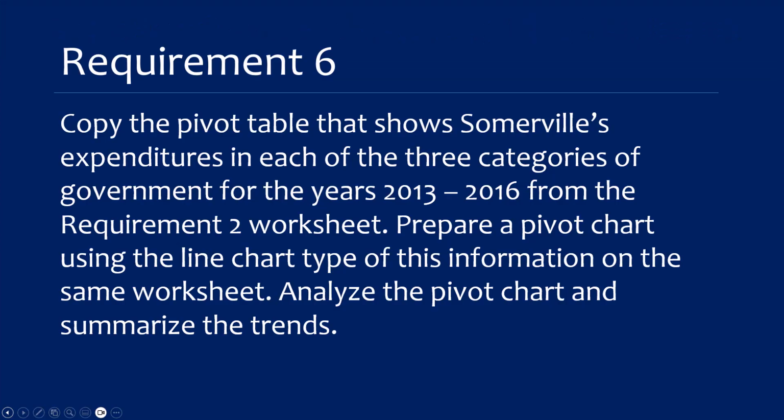Requirement 6 reads, copy the pivot table that shows Somerville's expenditures in each of the 3 categories of government for the years 2013 through 2016 from the Requirement 2 worksheet. Prepare a pivot chart using the line chart type of this information on the same worksheet. Analyze the pivot chart and summarize the trends.